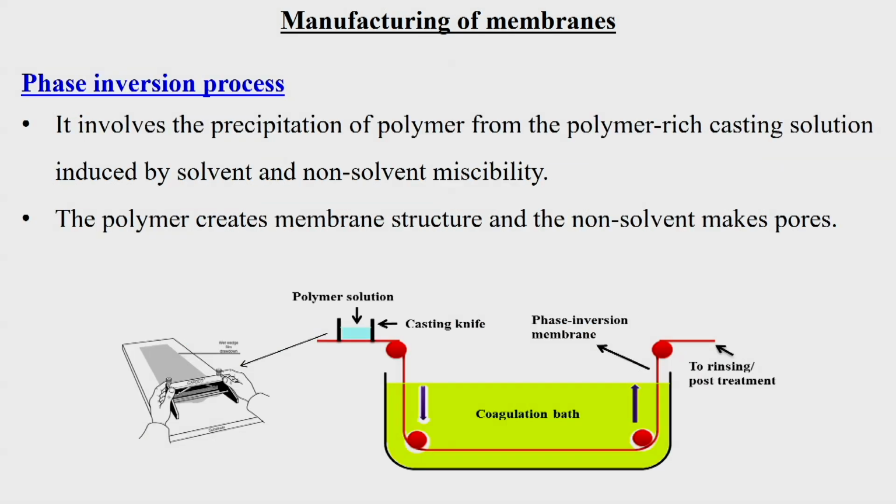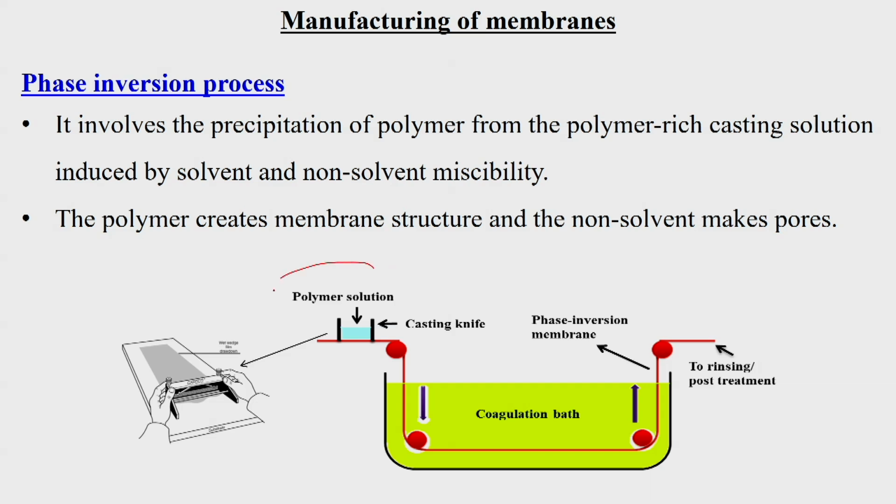In the phase inversion technique, it involves the precipitation of polymer from the polymer rich casting solution induced by solvent and non-solvent miscibility. So, the polymer creates the membrane structure and the non-solvent makes the pores.